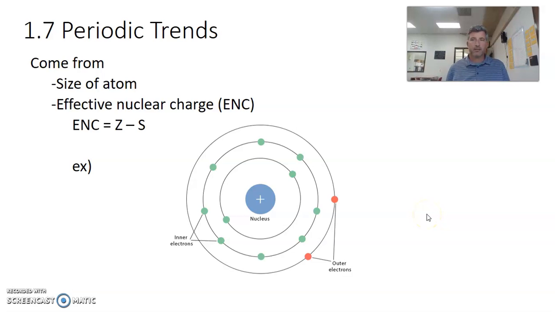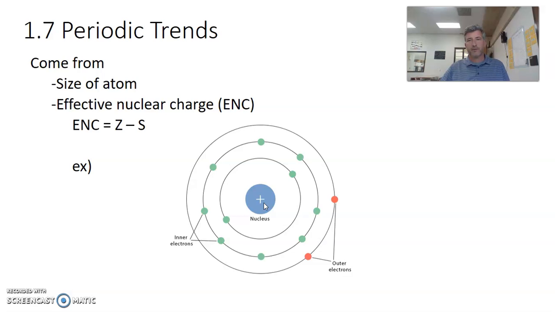Okay, guys, so today we're going to talk about four important trends to be able to recognize from the periodic table. All four of these trends are going to be related to how large an atom is and the charge of its nucleus, also known as the effective nuclear charge. So the charge of the nucleus itself comes from the protons.